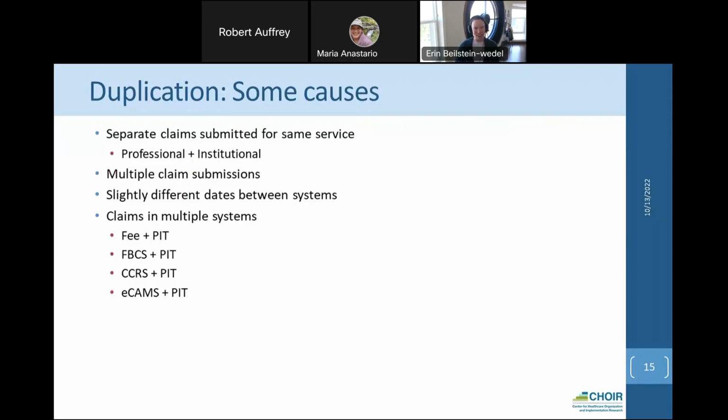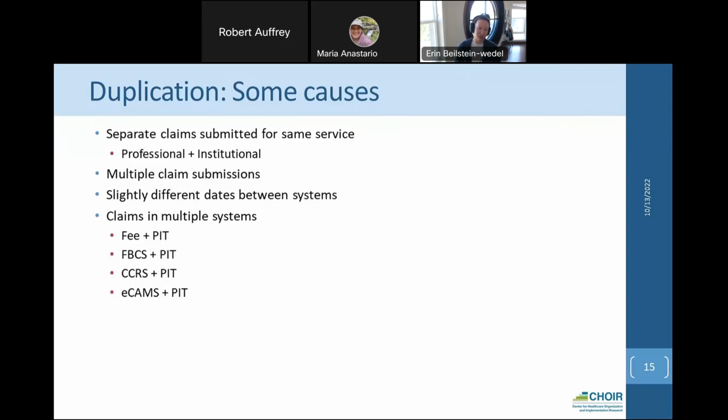So because there's so many systems, and PIT being a secondary system, there's some duplication of claims for various reasons. So you might have duplication in your data if, for example, you were looking for a procedure that was submitted both as an institutional and a professional claim. For example, I've looked at total knee replacements, and there's often an institutional claim submitted by the hospital, but also sometimes a professional claim submitted by the operating surgeon. So if you stack those on top, they might look like duplicates, and so that's something to be aware of.